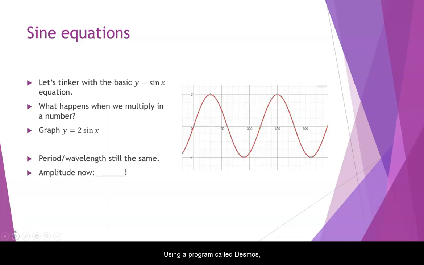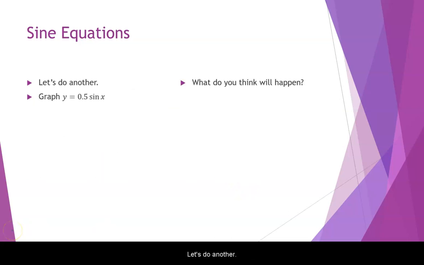Using a program called Desmos, which is a free online graphing calculator, I came up with this picture. The period is the same, and the wavelength is the same, but the amplitude is the distance from this midline, and the midline in this case is just right along the x-axis, and so the distance is 2. From the midline to the peak is 2, from the midline to the trough is 2. The amplitude is 2.